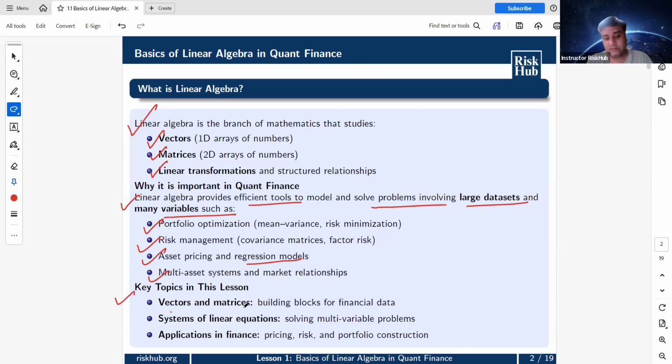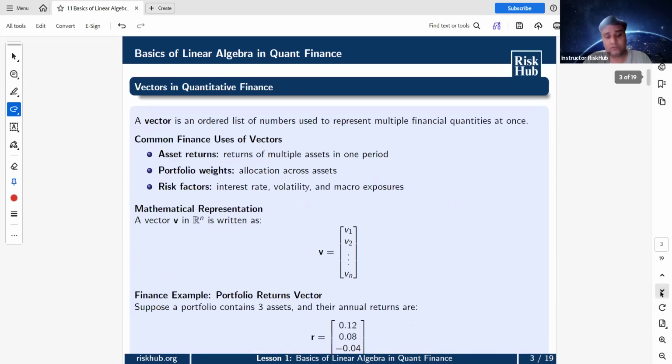Key topics in this lesson are vectors and matrices, which are the building blocks of financial data, systems of linear equations for solving multi-variable problems, and applications in finance: pricing, risk, and portfolio construction. Simple, straightforward. Next, we go into vectors in quant finance.